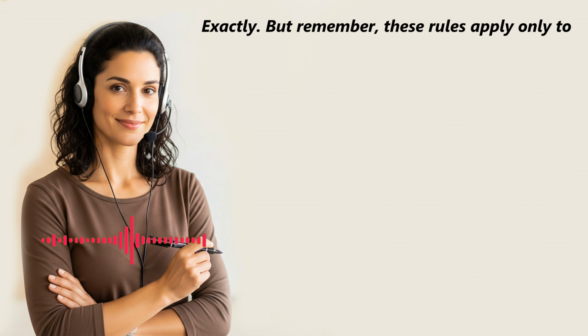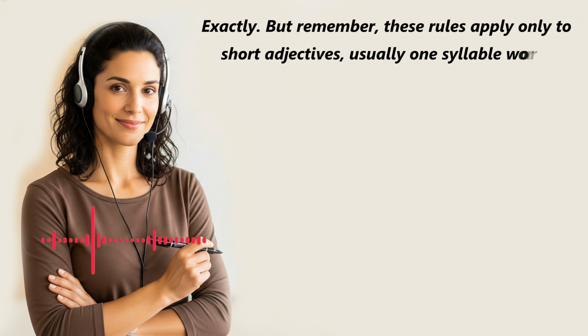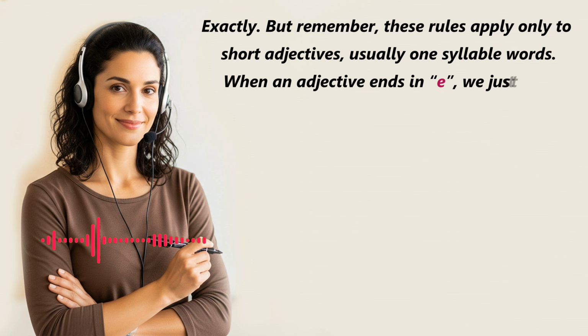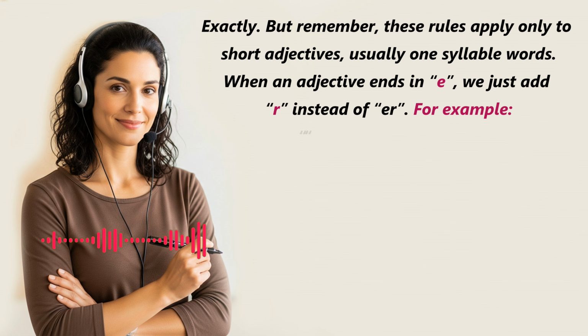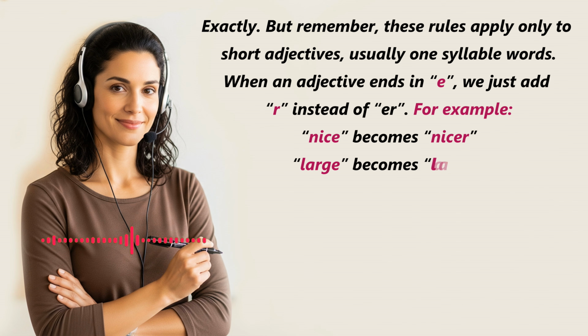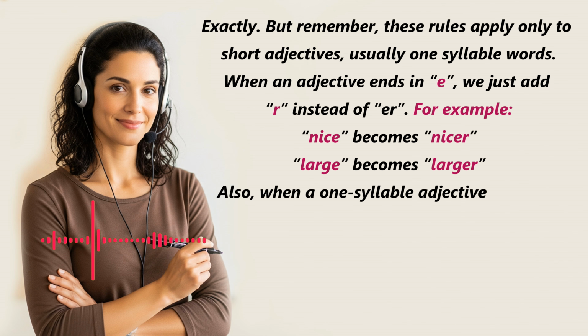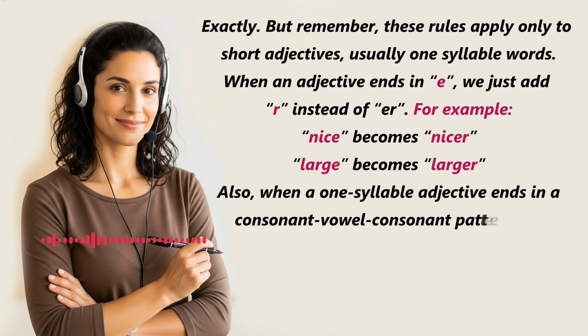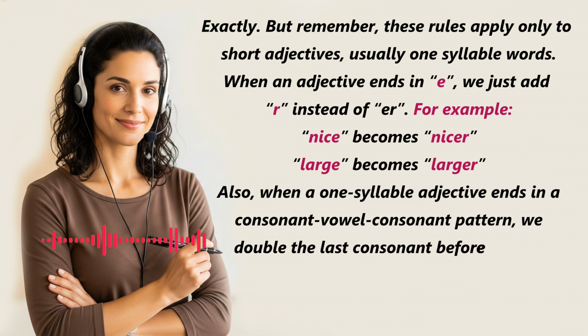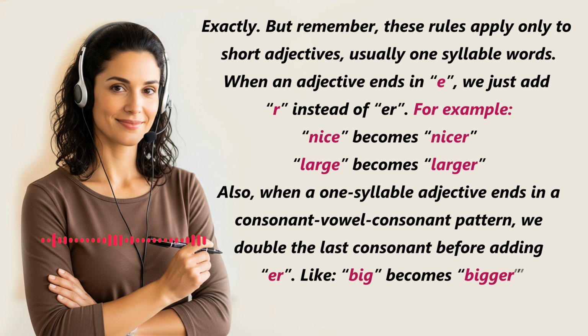Exactly. But remember, these rules apply only to short adjectives, usually one-syllable words. When an adjective ends in "e", we just add "r" instead of "er". For example, nice becomes nicer, large becomes larger. Also, when a one-syllable adjective ends in a consonant-vowel-consonant pattern, we double the last consonant before adding "er", like big becomes bigger, hot becomes hotter.